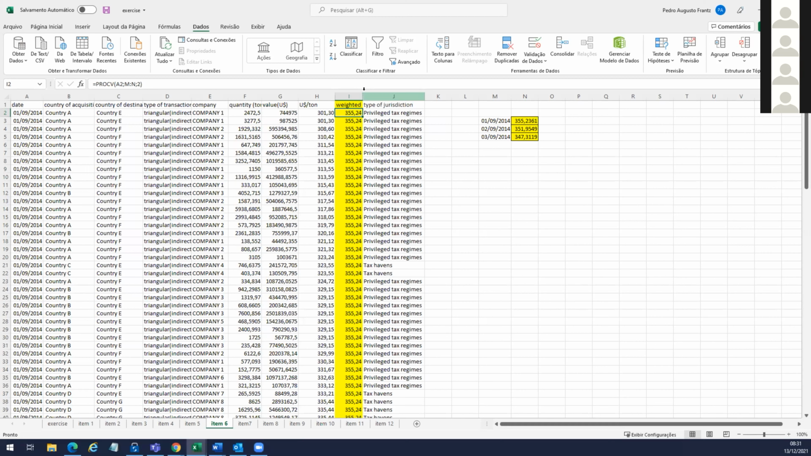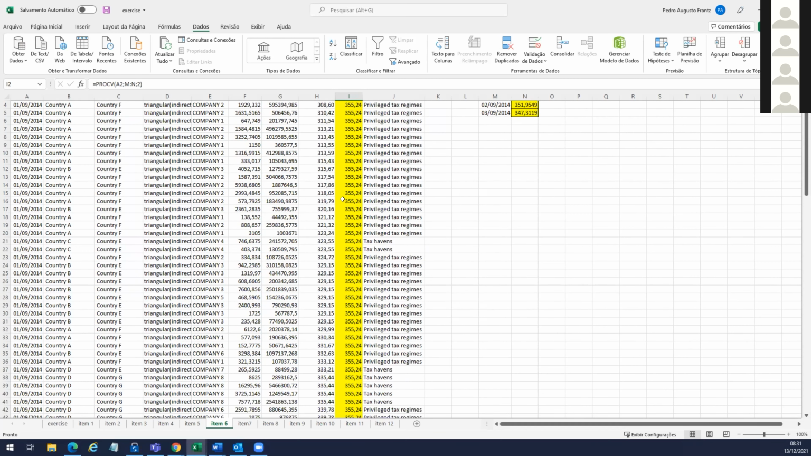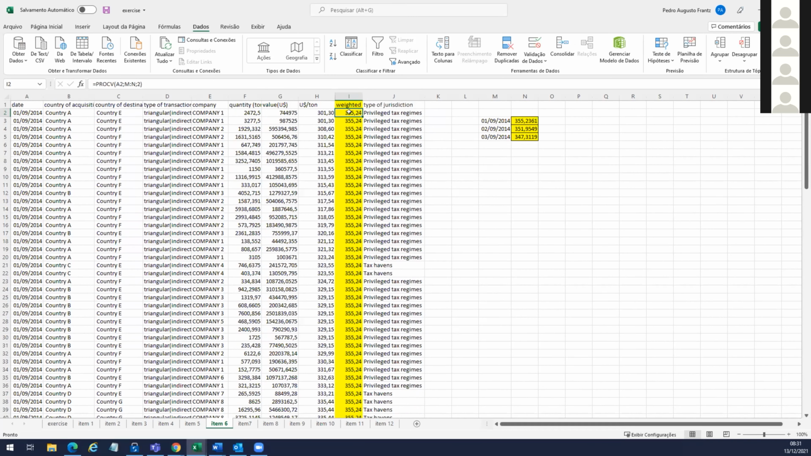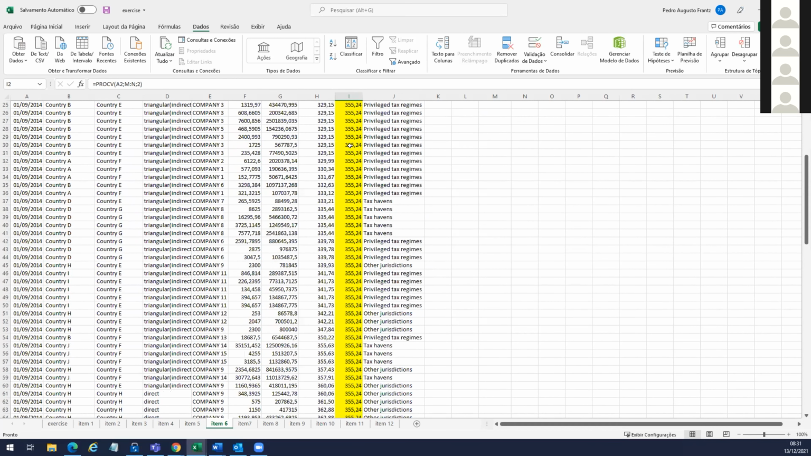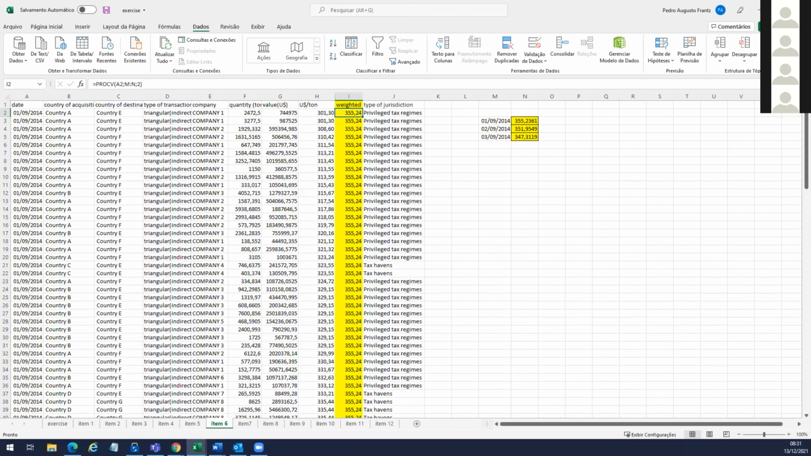Sure. Then in English this formula is VLOOKUP. In Portuguese it is PROCV, but the result is the same. Okay. Then we have here our weighted average by day necessary for our formula. Let's go to the next step.